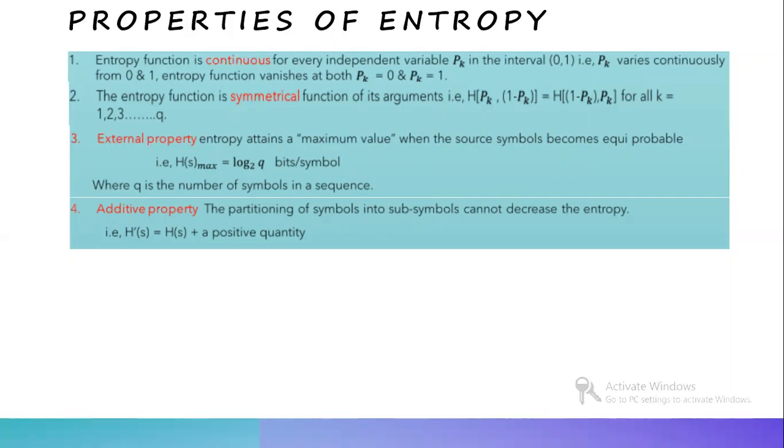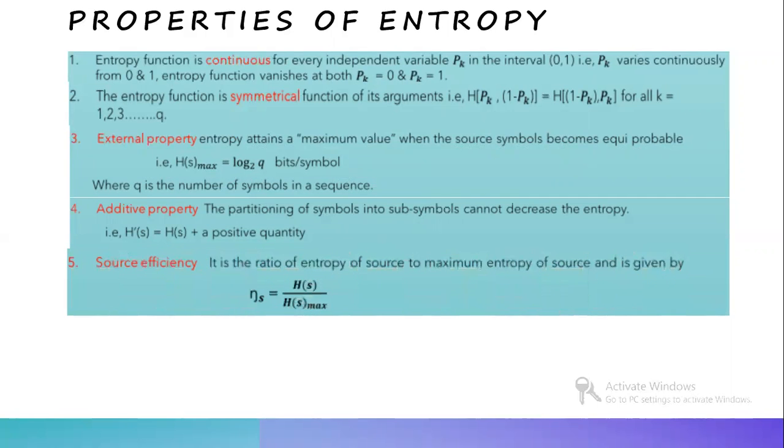The fifth one is the source efficiency. Source efficiency is given by the ratio of the entropy of the source to the maximum entropy of the source, and is given by eta S equals H(S) by H(S)max. We've already seen H(S)max in the third property. So source efficiency is H(S) by H(S)max.